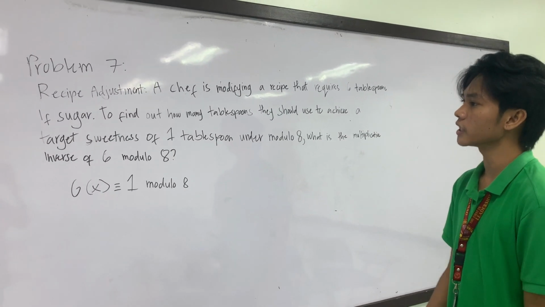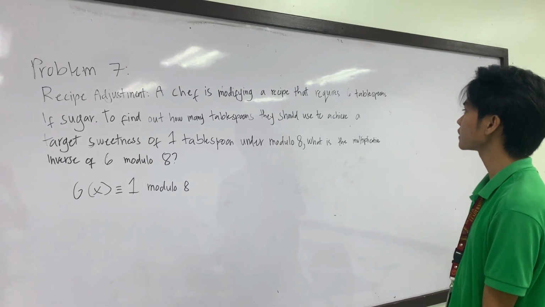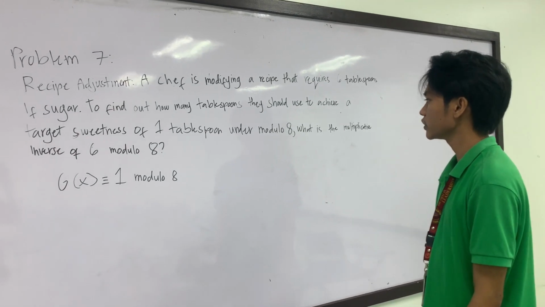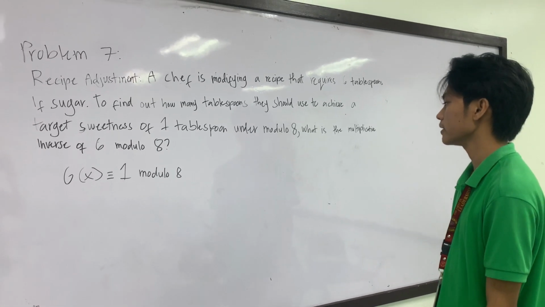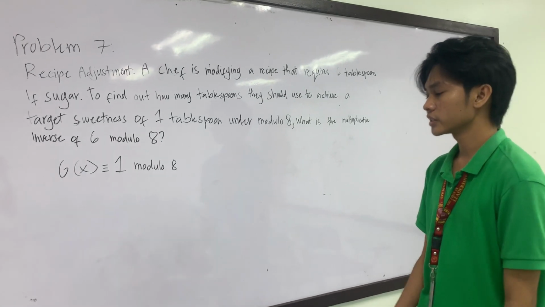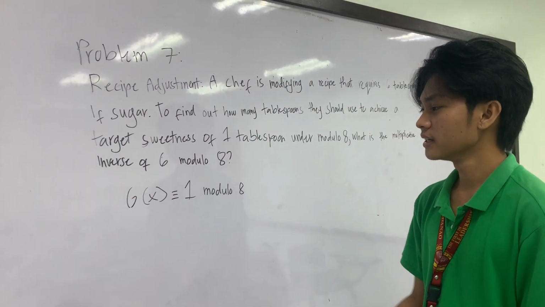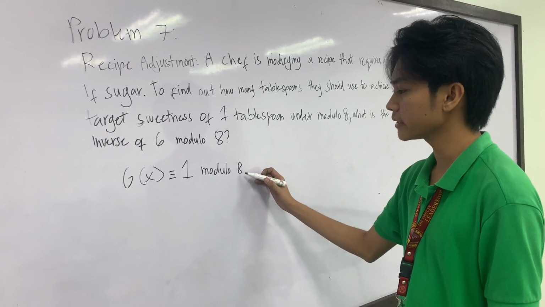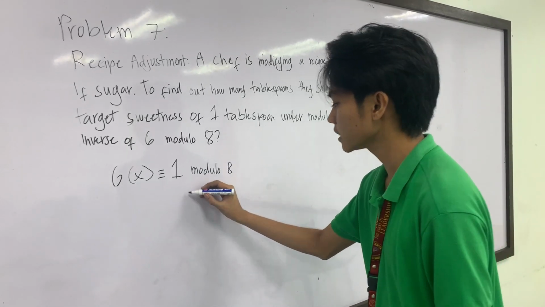So now we have problem number 7, recipe adjustment. A chef is modifying a recipe that requires 6 tablespoons of sugar, to find out how many tablespoons they should use to achieve a target sweetness of 1 tablespoon under modulo 8. What is the multiplicative inverse of 6 modulo 8? So the given is 6 modulo 8. If we multiply x by 6, then divide by 8, we can get the remainder 1. So the answer is none.